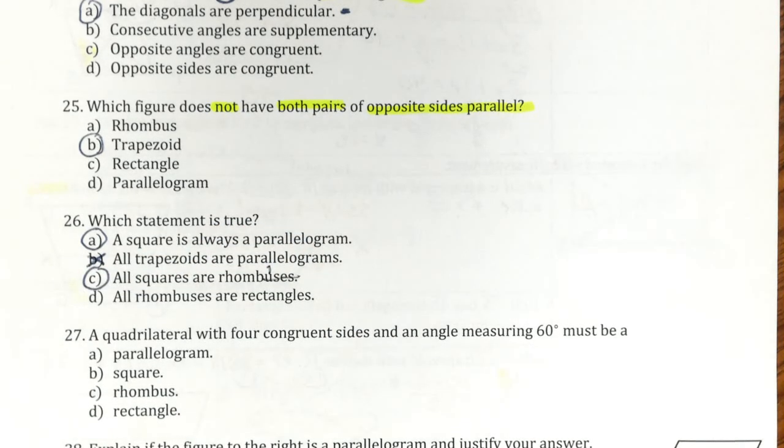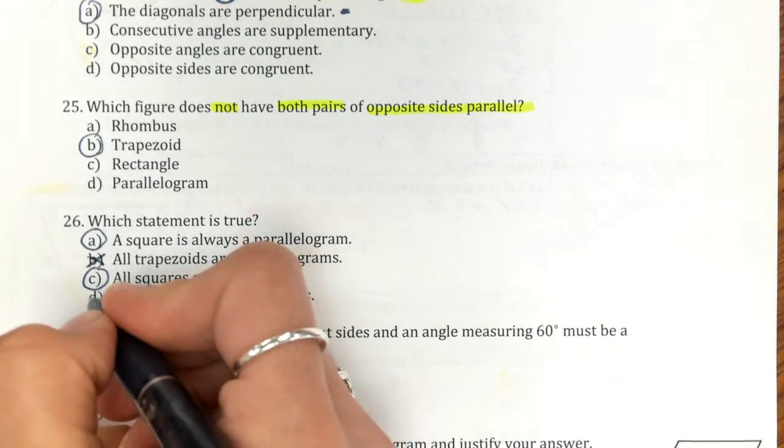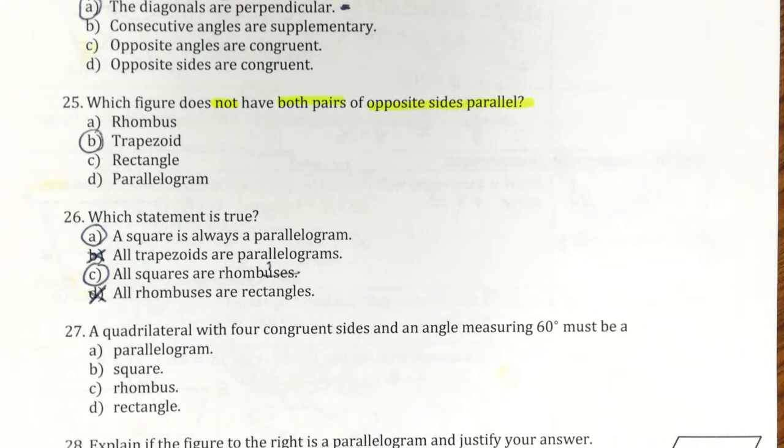And then all rhombi are rectangles. Well, if you look at your flow chart, when you get to parallelogram, the rhombus goes in one direction and the rectangle goes in the other direction. So the only thing they have in common is that they're both parallelograms. So a rhombus is not a rectangle. So there are 2 correct answers.